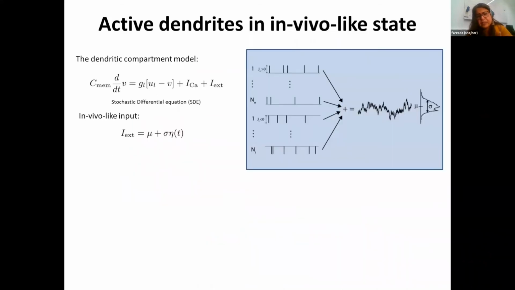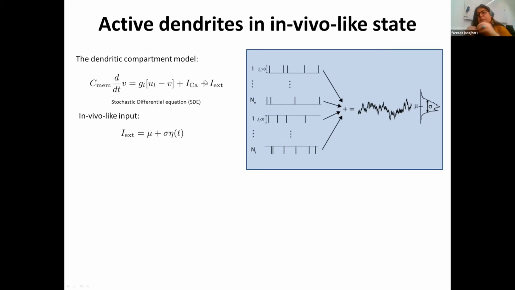Therefore we decided to start our own way of building this from the bottom up. We started by making one single dendrite, to understand one single dendrite with active calcium properties. We use a very standard conductance-based dendritic model, which I wrote here: C_m, membrane capacitance, times the derivative of voltage, equals minus g_L, leak, times V minus E_L, the reverse potential, plus I_Ca, which is a calcium current, coming into the cell, and an external input.